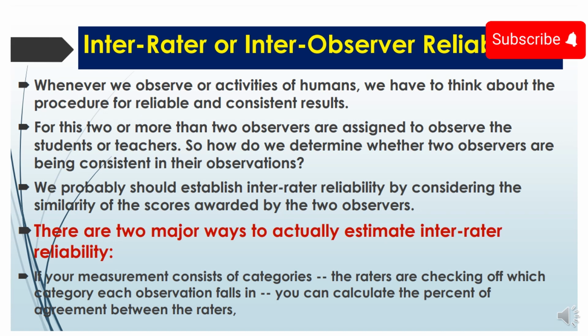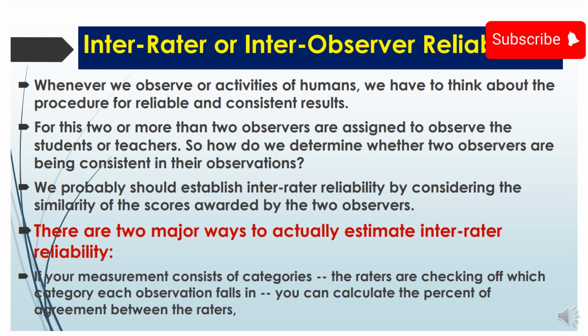Inter-rater or inter-observer reliability. Further explanation: whenever we observe the activities of humans, we have to think about the procedure for reliable and consistent results. For this, two or more observers are assigned to observe the students or teachers. So, how do we determine whether the two observers are being consistent in their observations or not? We should establish inter-rater reliability by considering the similarity of the scores awarded by the two observers. There are two major ways to estimate inter-rater reliability.